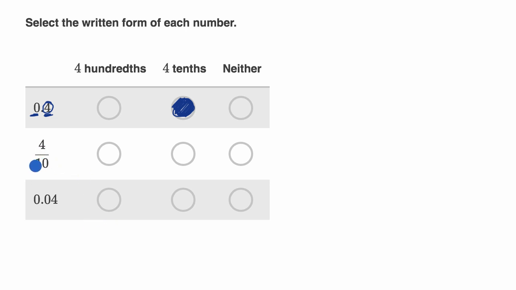So what about this one? Well, this one we would read, you have 4 out of 10, or 4/10ths. So this again would be 4/10ths. So we would shade that one in.